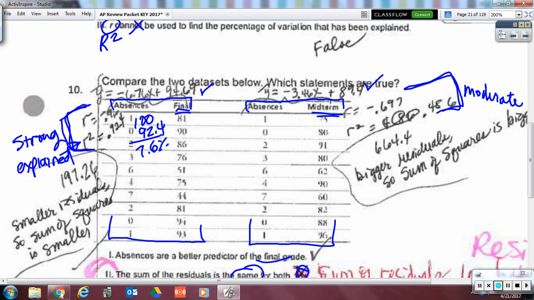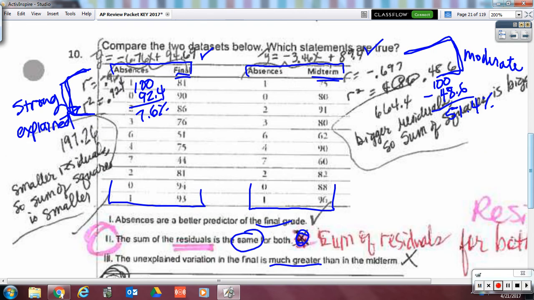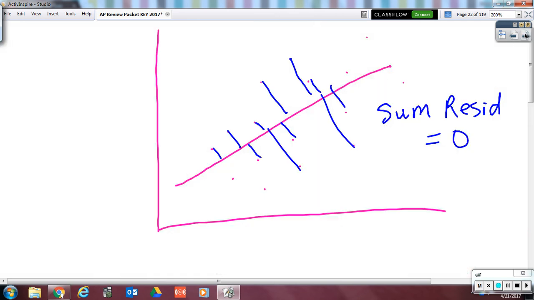And over here, I've got 100% minus the 48.6%, which is 51.4%. Did I get those right? Somebody check me, see if I subtracted right, because I'll be proud of myself if I did. So, is the unexplained variation for final bigger than the midterm? That answer is no. Did I subtract right? Anybody checked it? Yay. Okay, good. All right, moving on.